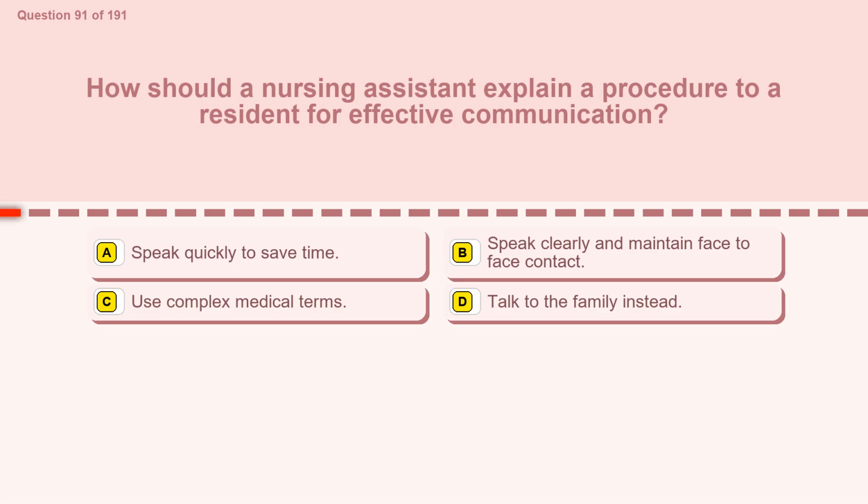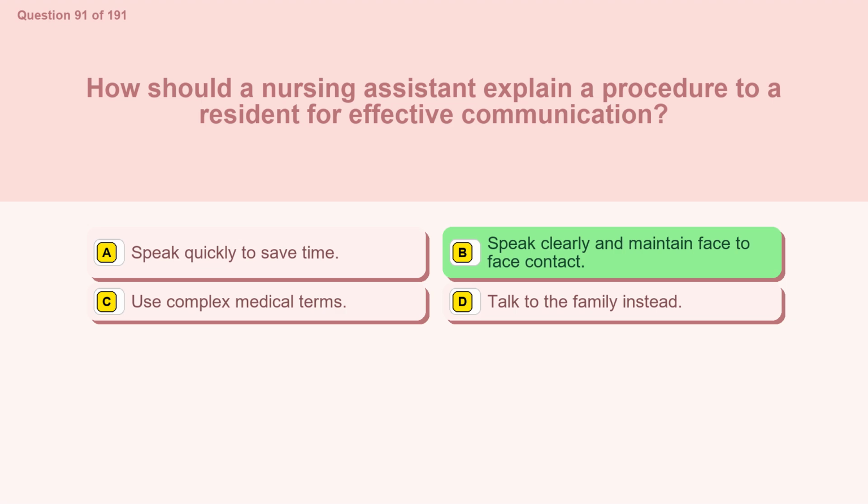Question 91. How should a nursing assistant explain a procedure to a resident for effective communication? Option A, speak quickly to save time. Option B is speak clearly and maintain face-to-face contact. Option C, use complex medical terms. Option D, talk to the family instead.